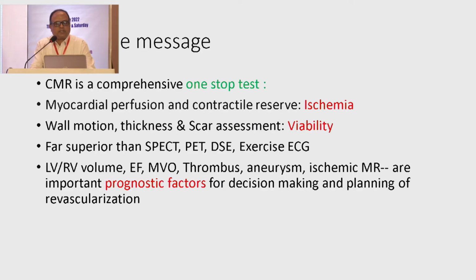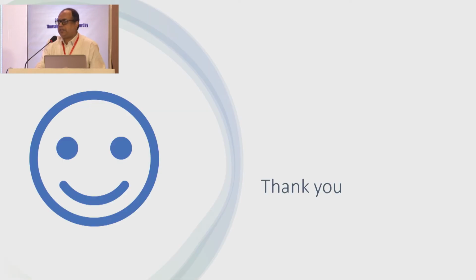So the take-home message: CMR is a comprehensive one-stop test, and it not only detects ischemia, it also gives immense information about viability and other prognostic factors like LV volume, RV volume, ejection fraction, microvascular occlusion, even intramyocardial hemorrhage, thrombus, and aneurysm, which are the prognostic factors we should consider for decision making in planning revascularization. Thank you for your patience in hearing.